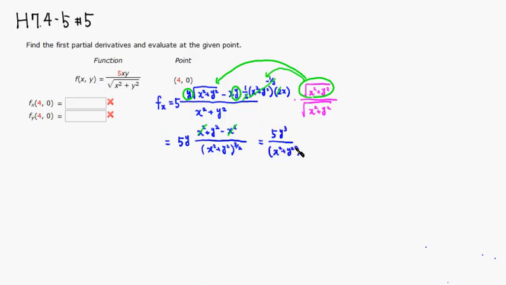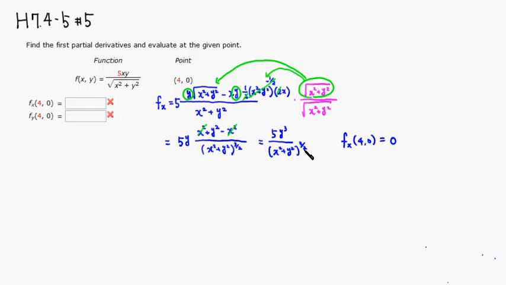Then what you do is plug in (4, 0). Actually y is 0, so if you evaluate at (4, 0), since y is 0, this is going to be 0. 0 over anything is going to be 0.